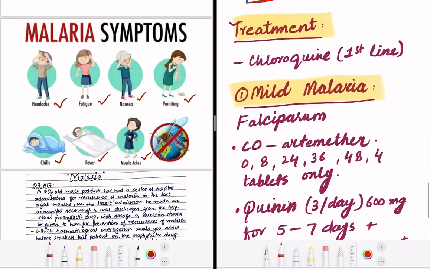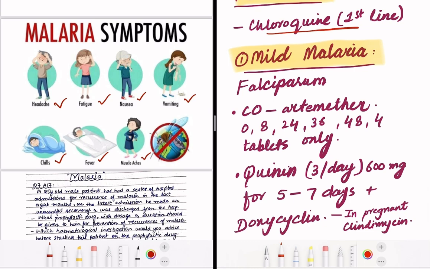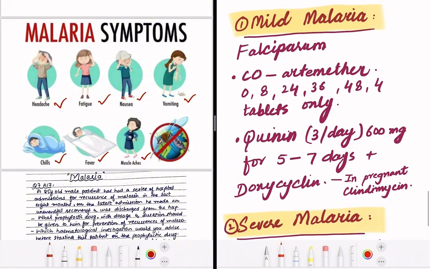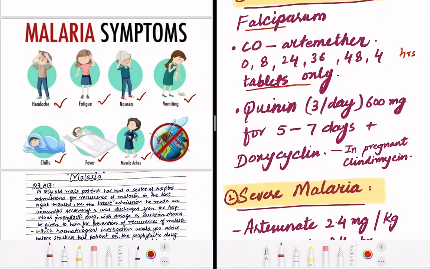Now, what treatment is provided to the patient of malaria? The first line of treatment is chloroquine drugs. Now, there are different stages of malaria, known as mild malaria and severe malaria. For mild malaria, the treatment is co-artemether. Tablets are used at 0, 8, 24, 36, 48, and 60 hours. Quinine is used 3 times per day. The dose is 600 milligrams and it is given for 5 to 7 days.